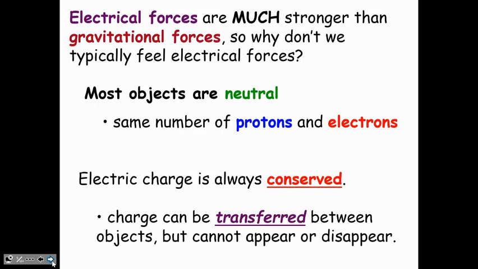Also, electric charge is always conserved. We can transfer charge between objects, but that charge cannot just appear out of thin air or disappear forever. Electric charge just gets passed from one object to another.